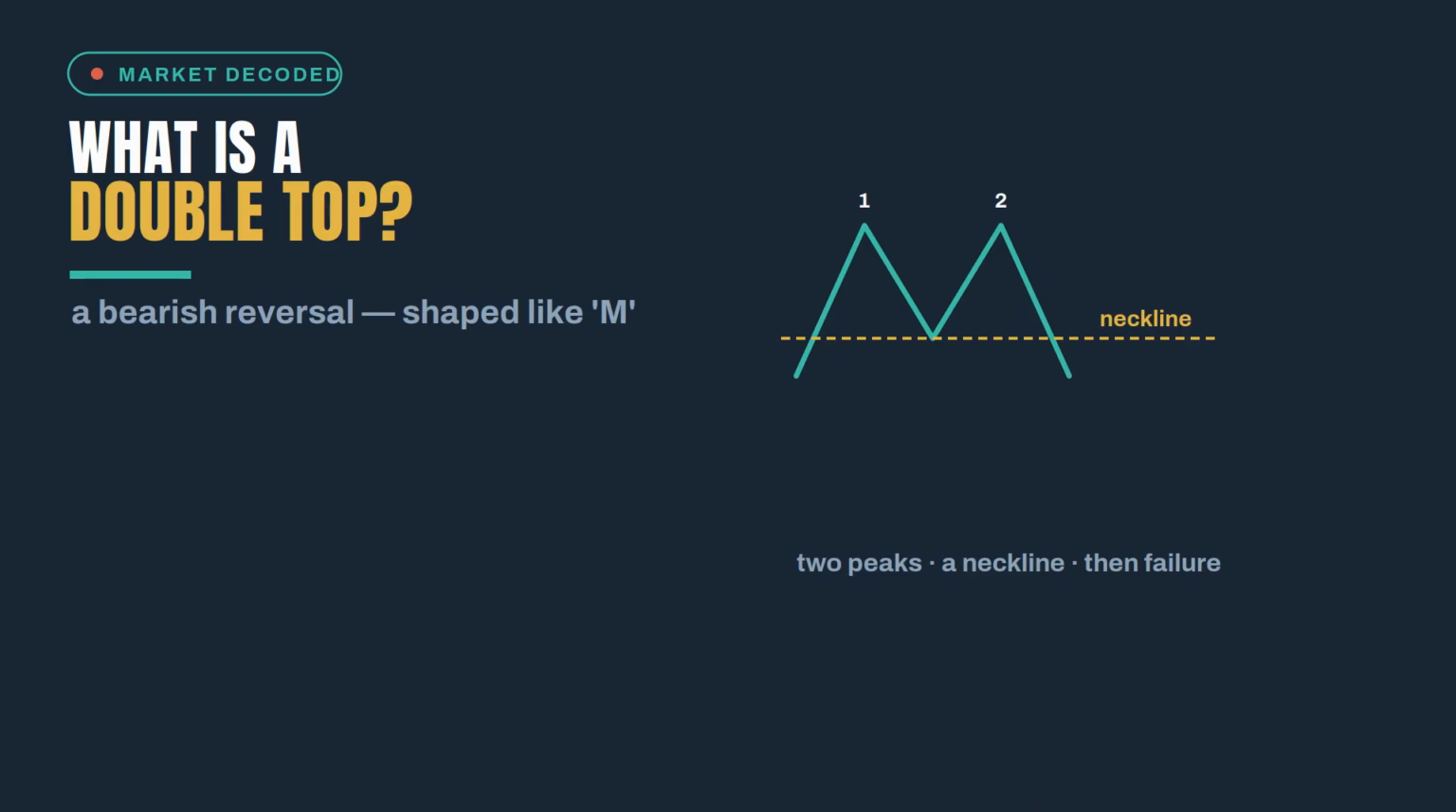A double top is a bearish reversal pattern. The idea behind it is simple. A stock rises, pulls back, then rises again to roughly the same level, and fails to push higher. On the chart, it looks like the letter M. Two peaks, a valley between them, and a line drawn across the low of that valley. That line has a name, the neckline. Remember it, because it is the single most important part of the entire pattern.